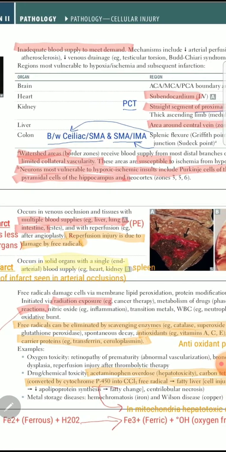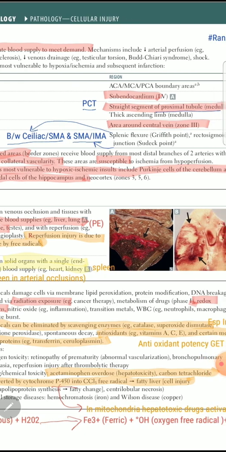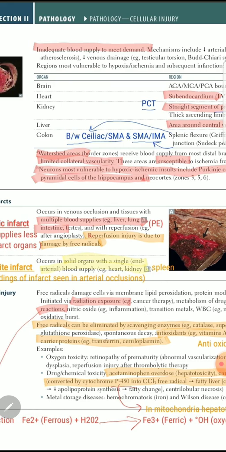And in case of liver, the area around the central vein, or zone 3. We know in the liver there is a central zone area where there is the central vein, and the portal triad arteries are outside. So the central area will be far away from these arteries, and that will be necrosed first, and there will be depression in that area.